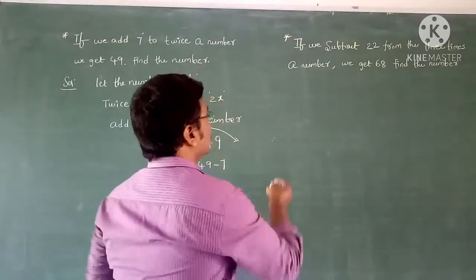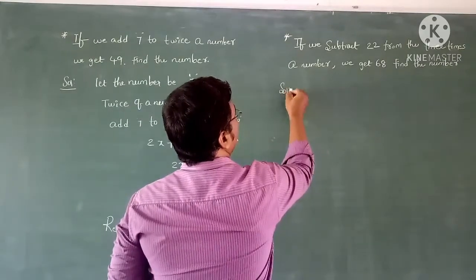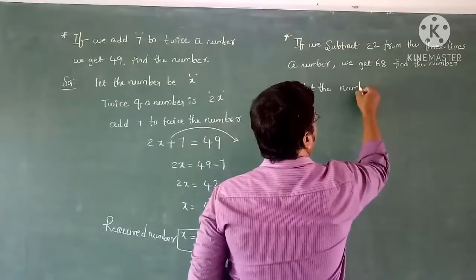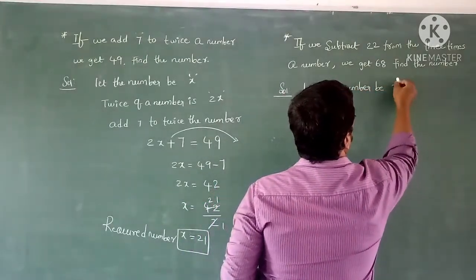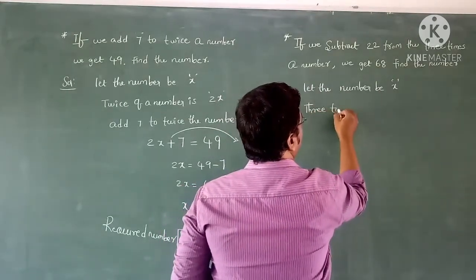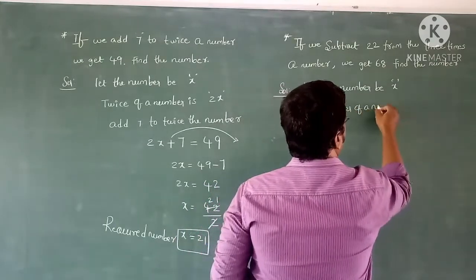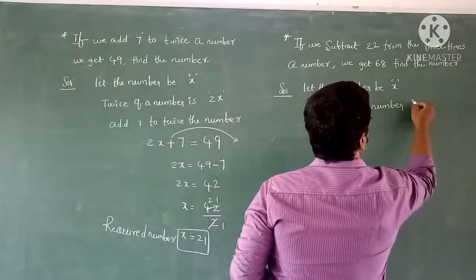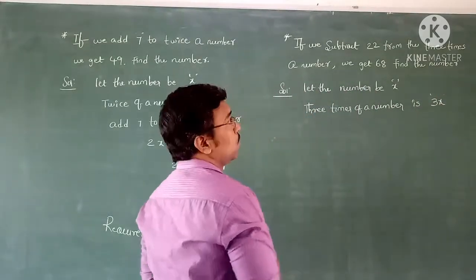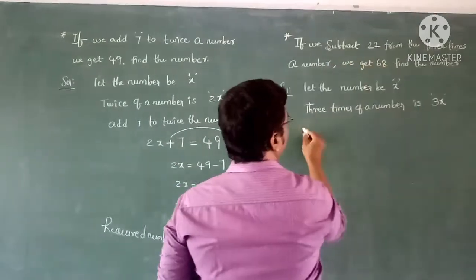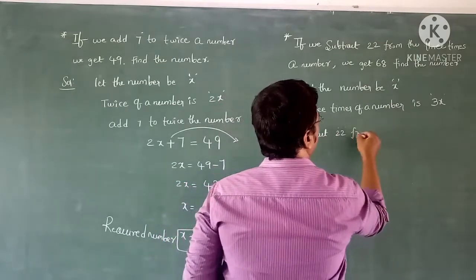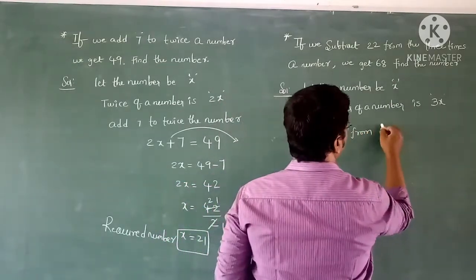Find the number. So see here, the solution. Let the number be x. Let the number be x. 3 times of a number is 3x. What we have to do? Subtract 22 from 3 times of the number.